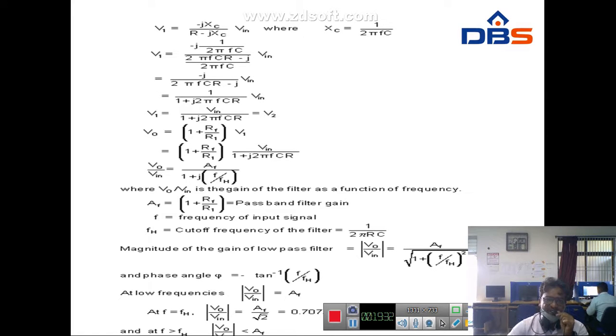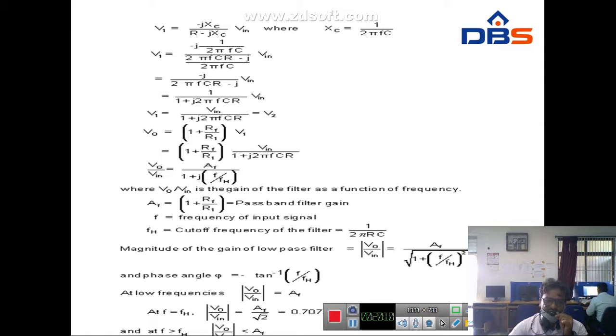So that is AF equal to 1 plus RF by R1 for the pass band filter gain. Here F is the frequency of the input signal, and Fh is the cutoff frequency of the filter, which is equal to 1 by 2 pi RC. So we get, by using the magnitude of the gain of the low pass filter, the magnitude of V naught by V1 is equal to AF by root of 1 plus (F by Fh) whole square, and the phase angle phi is equal to tan inverse F by Fh.